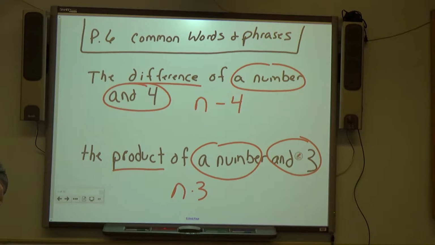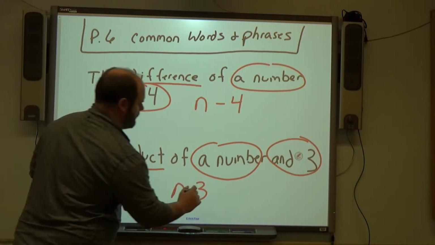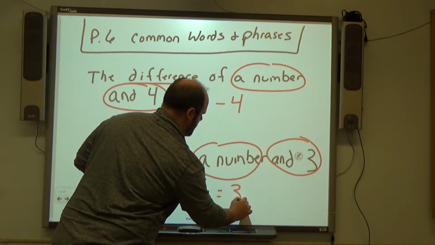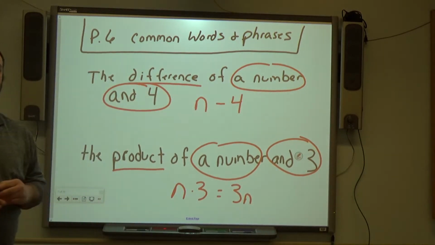And usually when we want to write something mathematically correct, okay, we would flip this around and put the number in front of the variable. That number can also be called a coefficient. That is not in your book, but it is something that you will learn in algebra. Okay?